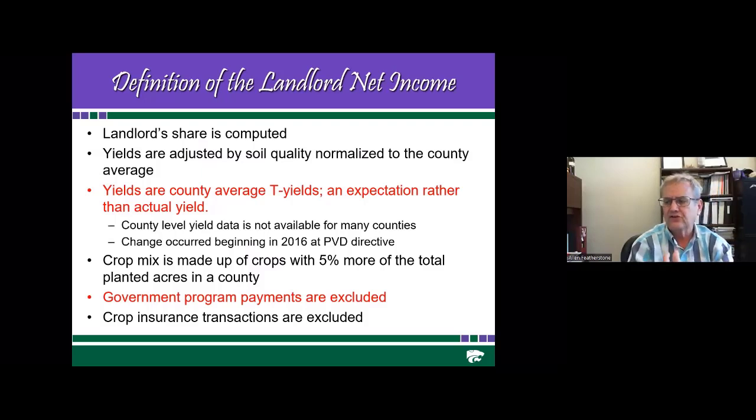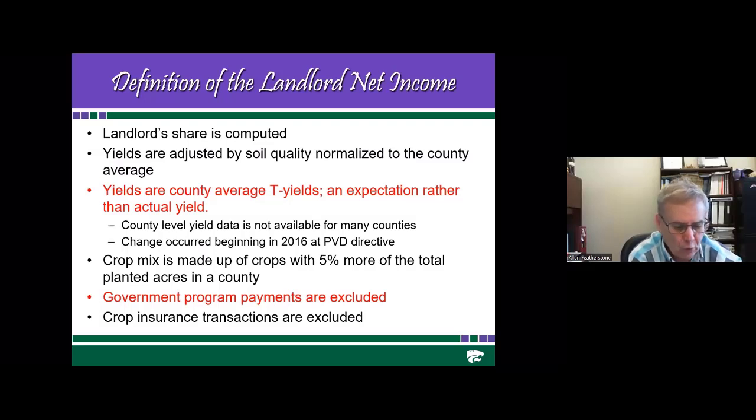And essentially, this is calculated on an annual basis, and so you're going to have some variability based on prices from year to year and based on expenses. We do adjust for different soil quality, and the way that this occurs is that there's a weighted average of the soil quality, and that then is normalized by the average landlord net income.